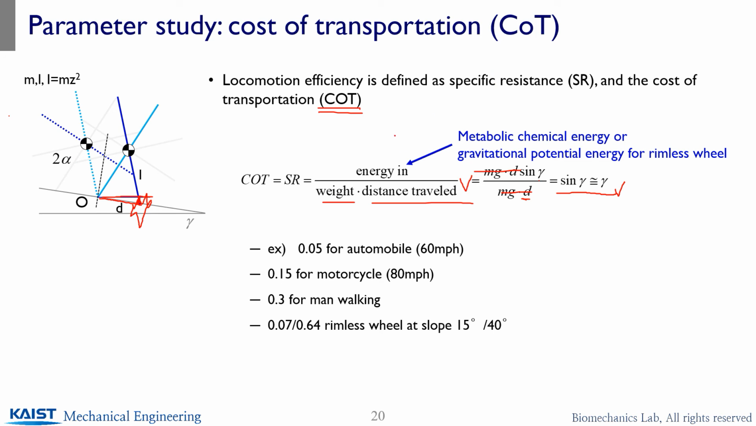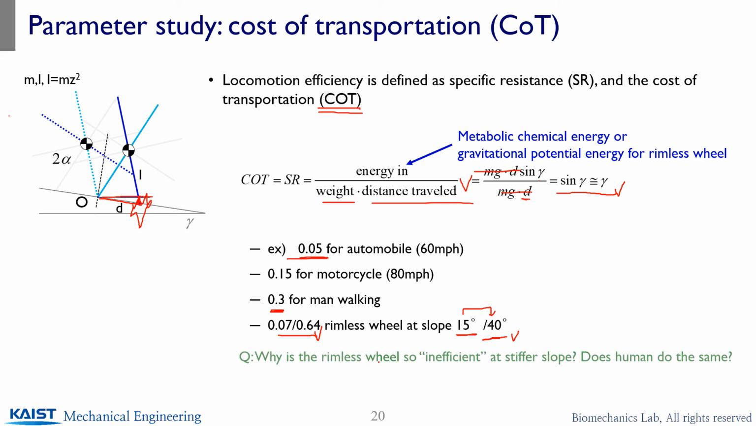The experimental report for the cost of transportation for the automobile is very, very small compared to a human being; walking is something like 0.3. And as I said, the rimless wheel is going to be proportional to the slope. If you have a greater slope, you'll have more cost, and as you can see here, it drastically increases. Even though the slope becomes something like triple, this cost increase is a lot larger than that. So why is the rimless wheel so inefficient at steeper slope?